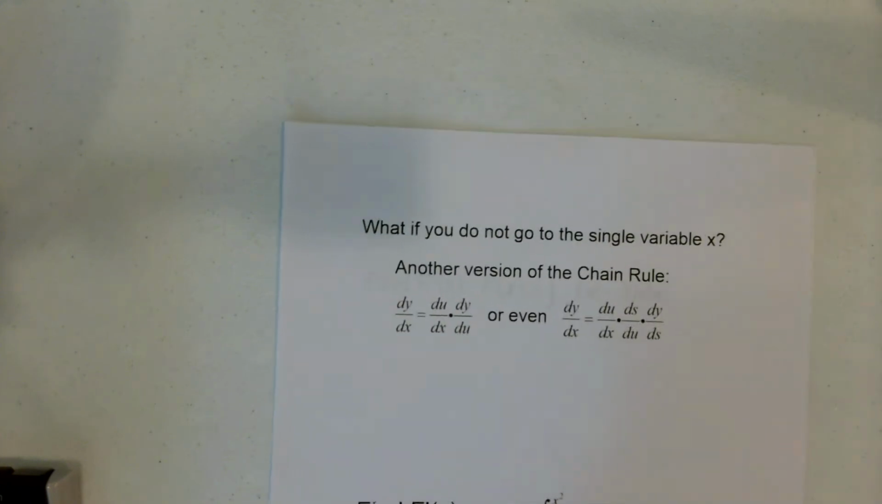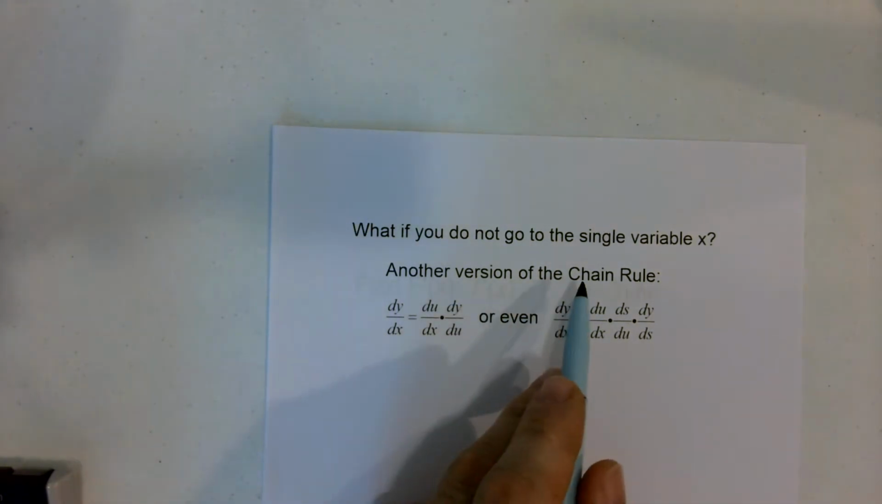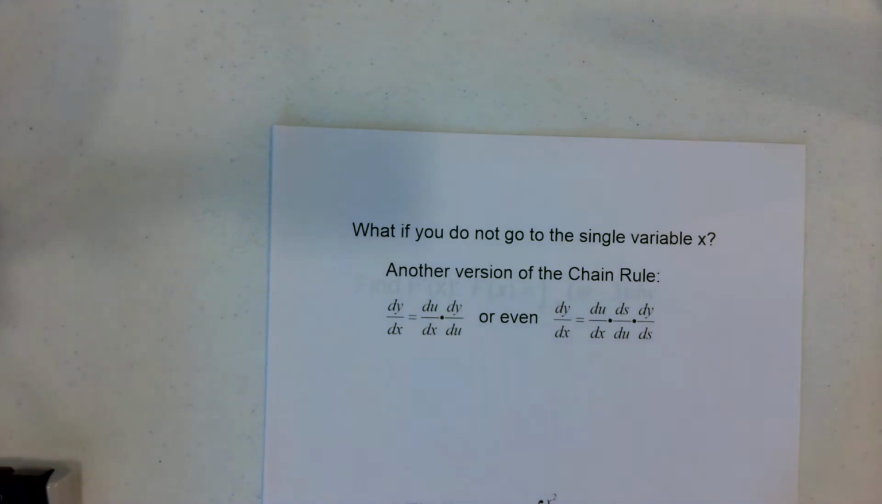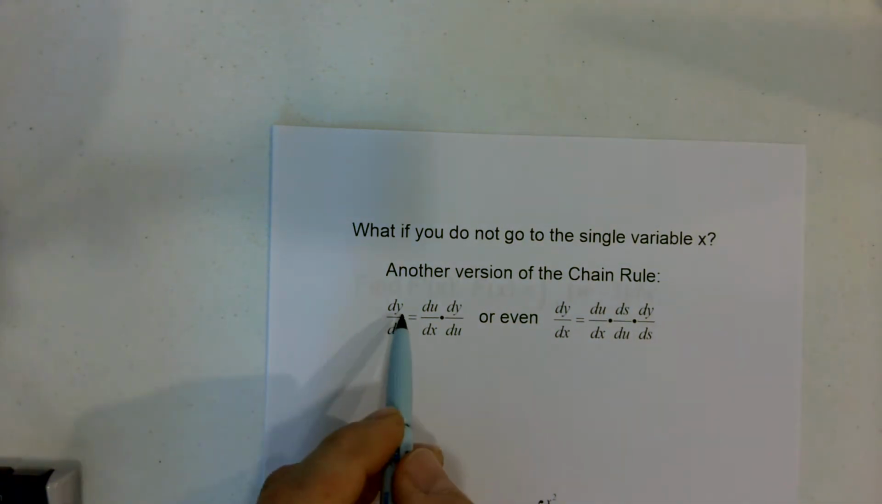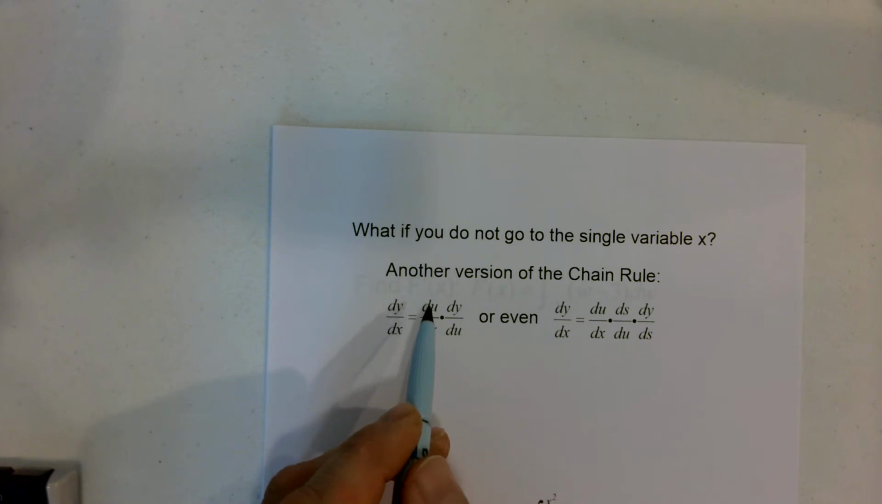So we need to go back and revisit the chain rule. This is another version of our chain rule, which we've talked about quite a bit. It's the chain rule that we use when we talk about the second fundamental theorem of calculus. So dy dx: if I know du dx, and I know dy du, if I multiply these together, then I can simplify this to just dy dx.